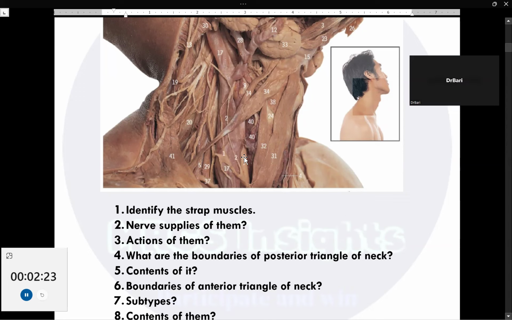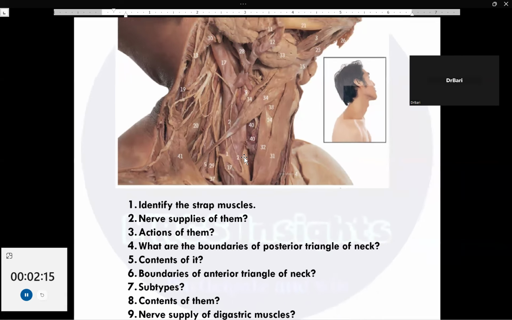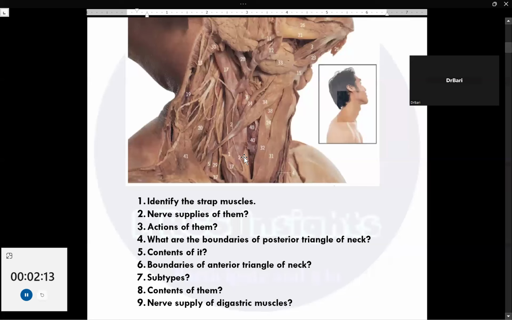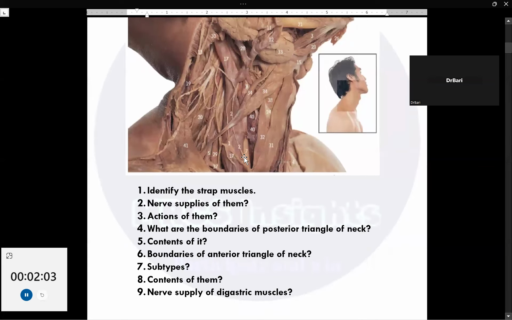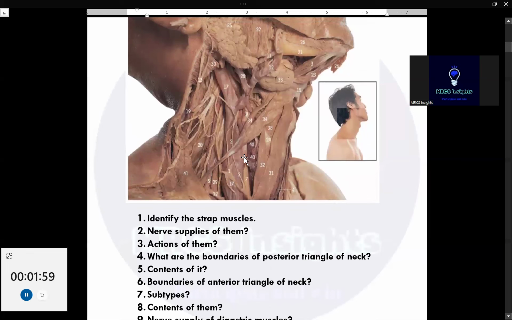Yes. Okay, so now tell me the content of the submandibular triangle. The submandibular triangle contains the submandibular gland, the submandibular lymph nodes, the lingual nerve, the hypoglossal nerve, and the marginal mandibular nerve. And the most important thing is the facial vessels.